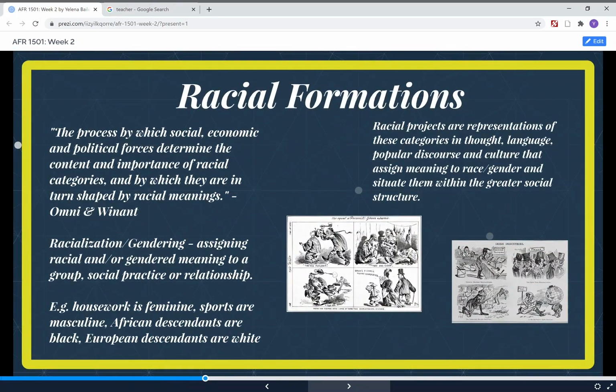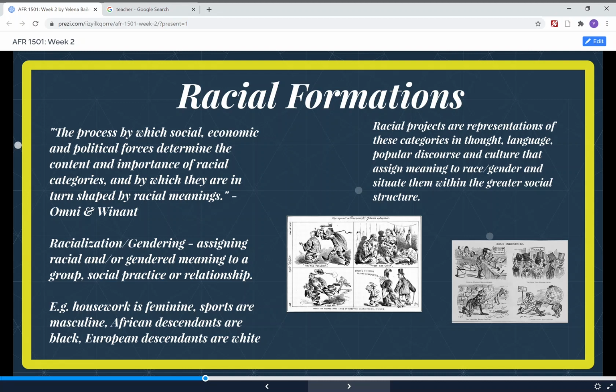So another thing that you want to take notes on, don't panic about all of this. I know it's a lot of words on the screen. But racial formations, I just want you to understand maybe the concept and racial projects, because this is really what this class is entirely about.